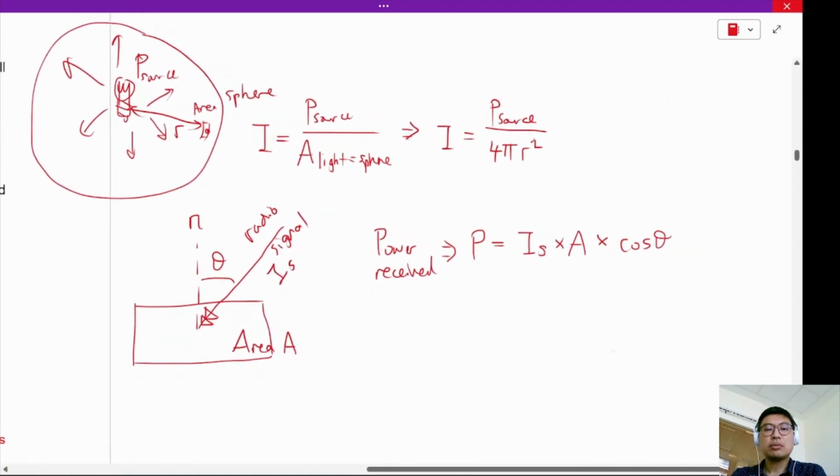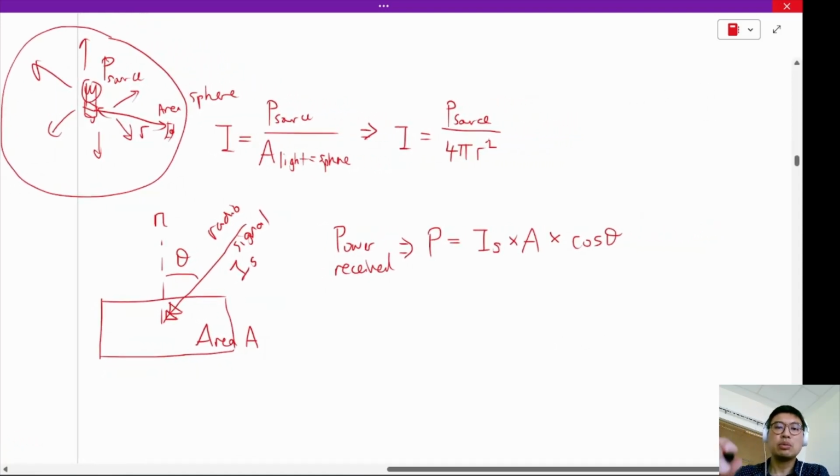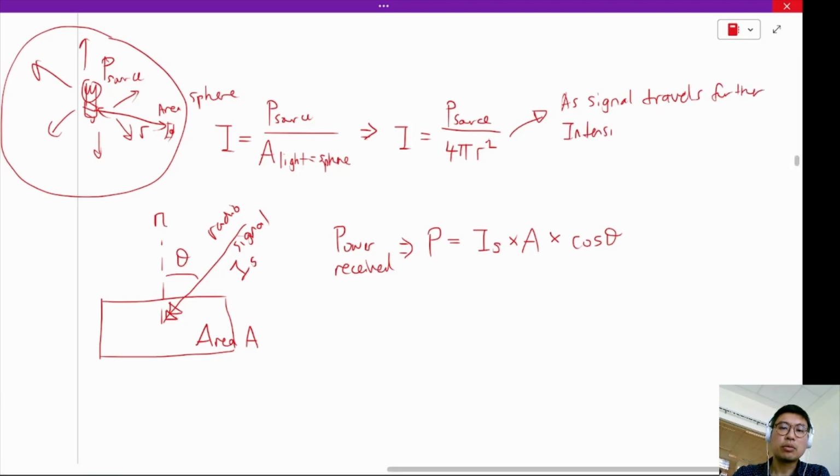Now, what does this mean? This means that as the signal travels further, the intensity of the signal becomes weaker.